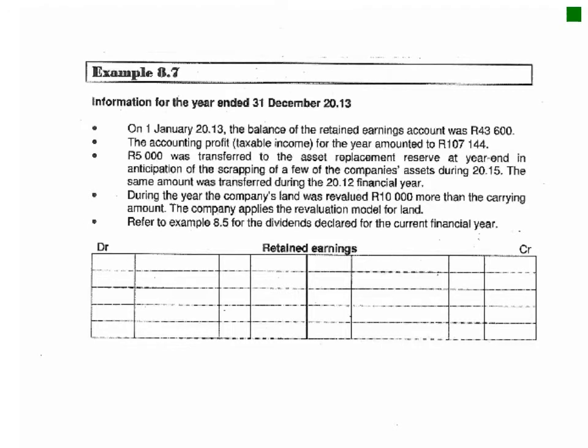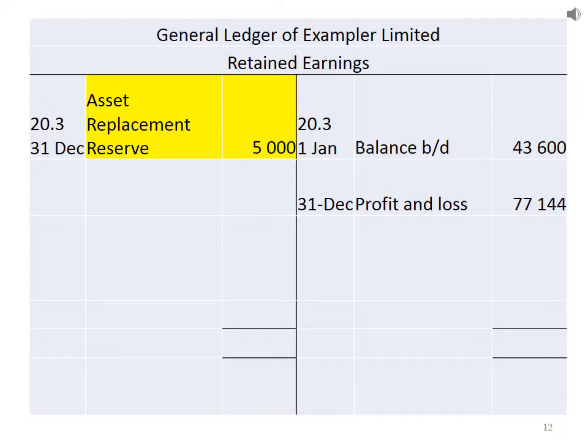So if we carry on looking at the information, the next bit of information is that 5,000 Rand was transferred to the asset replacement reserve during the year. So in our retained earnings account, we're going to debit retained earnings, and we will credit asset replacement reserve with 5,000. So this is an appropriation of earnings. We're setting aside part of the earnings into a separate reserve, and that reserve we don't normally pay dividends out of.